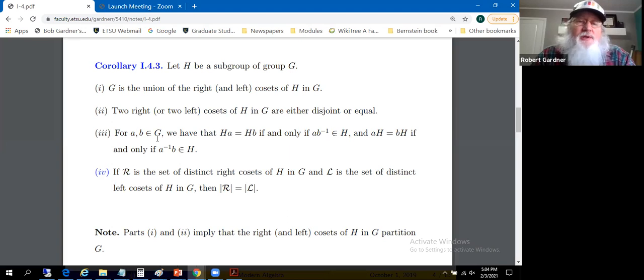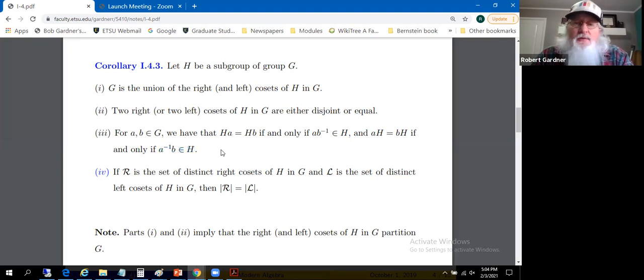For A and B in G, we have the right coset HA equals the right coset HB if and only if AB inverse is an element of H. And by the way, we could reword that as A is right congruent to B modulo H, because that was the definition of right congruent. If we look at left cosets, the left coset AH equals the left coset BH if and only if A inverse B is an element of H. And of course, that was the very definition of left congruent. A is left congruent to B.